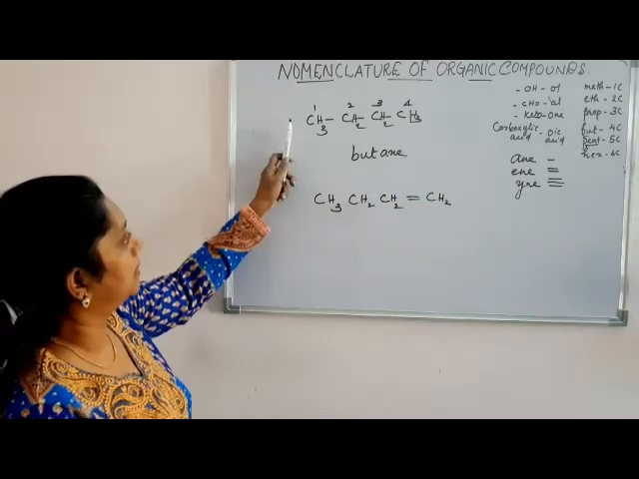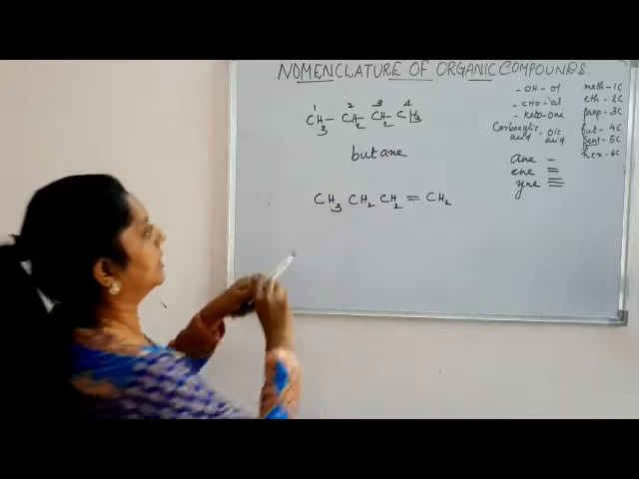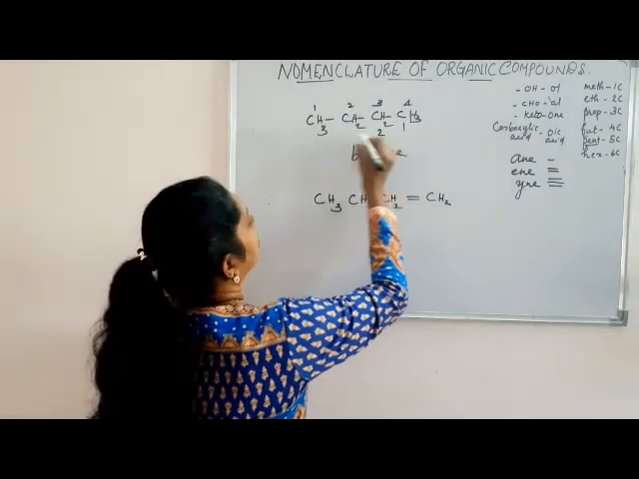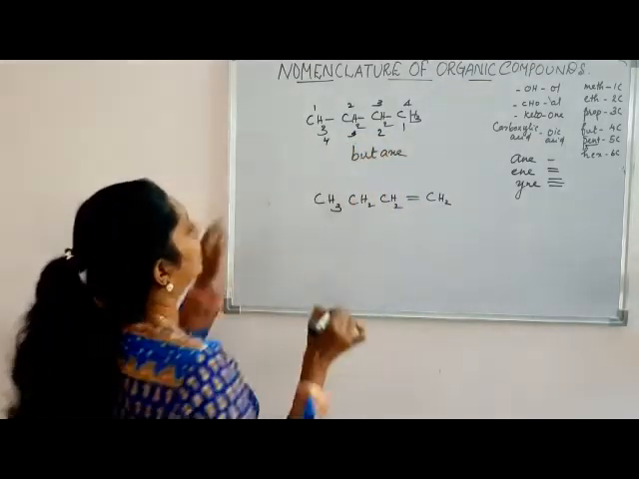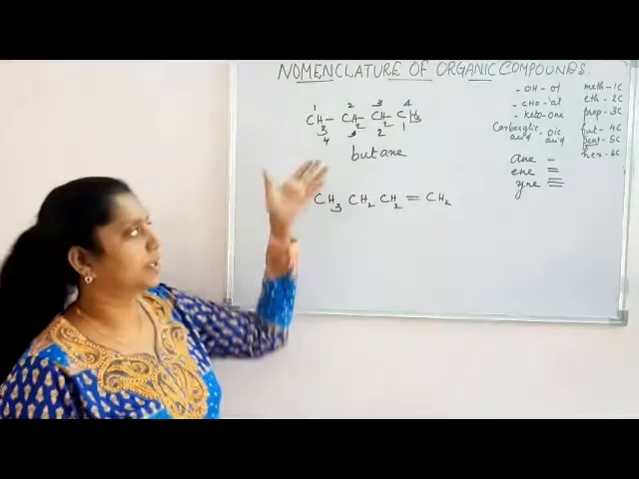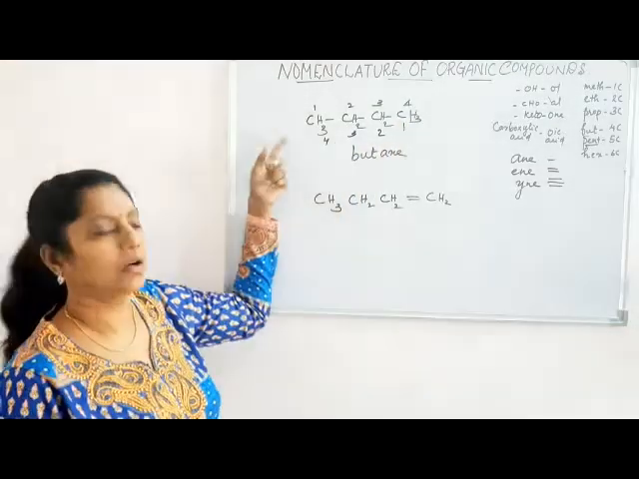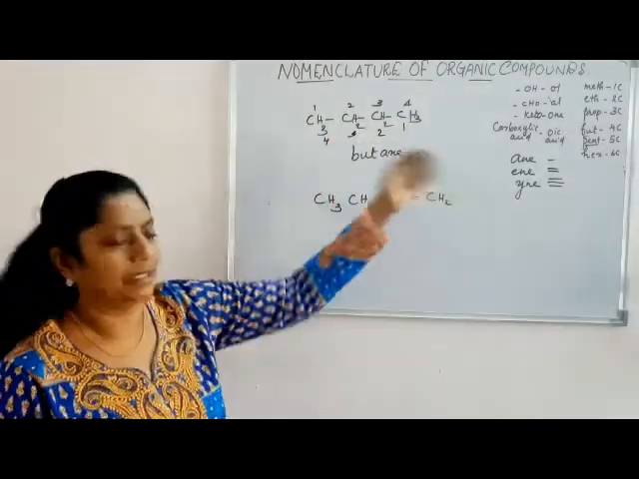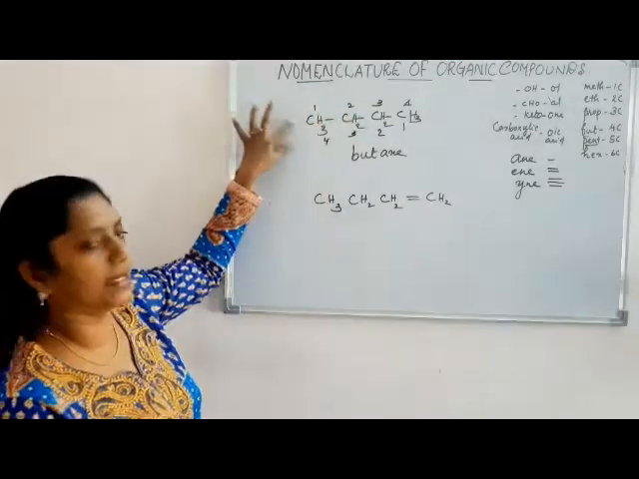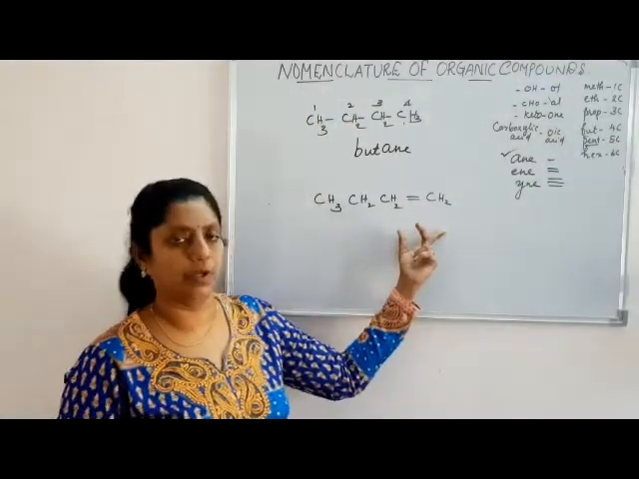Here we can number from this side or that side, that is 1, 2, 3 and 4, or 1, 2, 3, 4. Because there are no branches in this compound, no branches or multiple bonds or functional groups are present. Now look at this molecule.